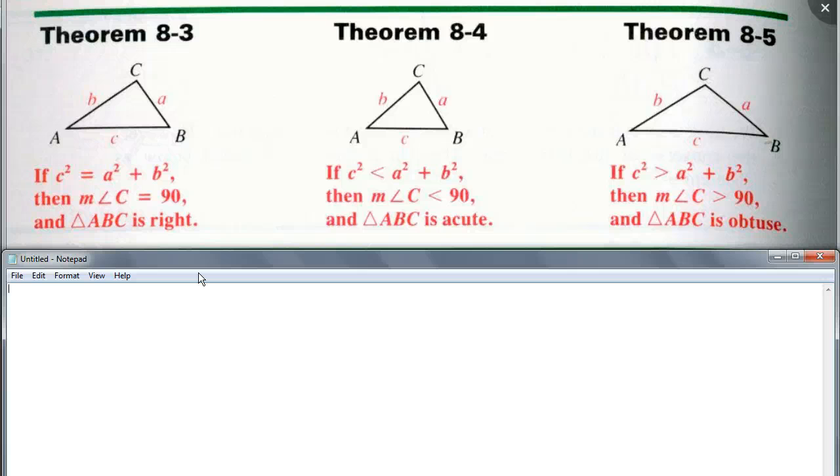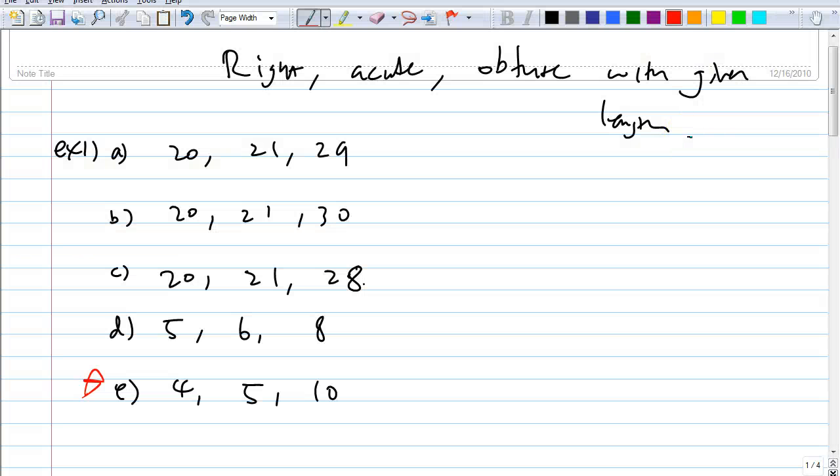Okay, let's write it down. I'll show you in a minute. Here we go, guys. I have the lengths. There are 5 of them. A is 20, 21, 29. Look at B, really similar: 20, 21, 30. C is 20, 21, 28. And then D and E are a little bit different. I put a star on E. Let's see if you can figure this out.